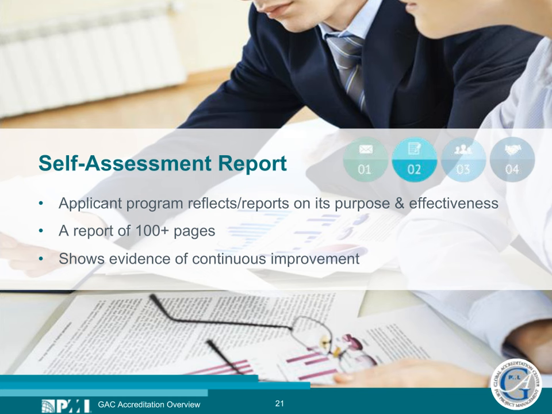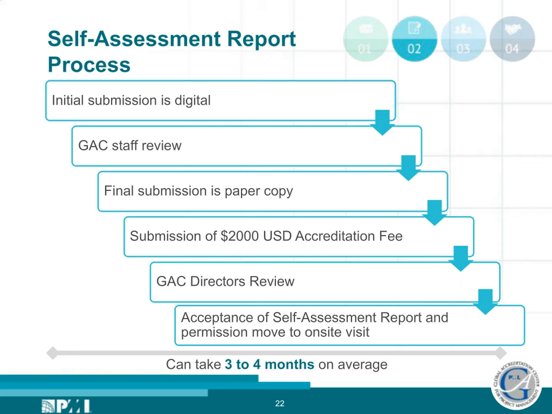The self-assessment report is the most labor-intensive aspect of the accreditation process for the applicant program, as it examines its purposes, processes, and its effectiveness. The program develops a report that provides evidence on how it is aligned with all of the GAC accreditation standards, including documentation to support its claims, such as faculty resumes, course and program assessments, samples of curricula, etc. GAC asks that the initial submission be digital.